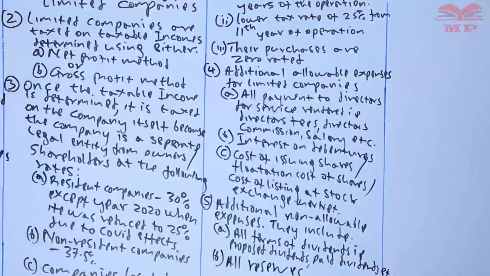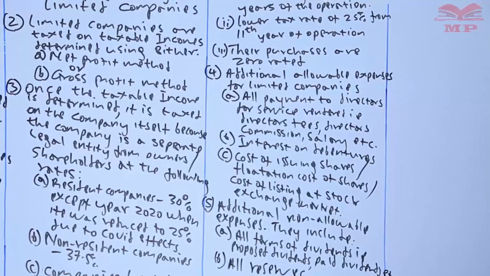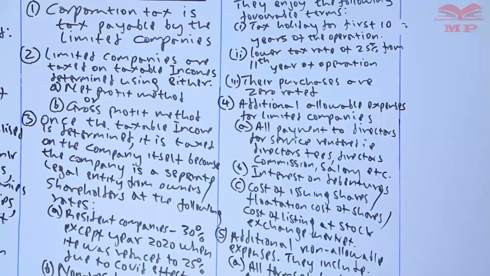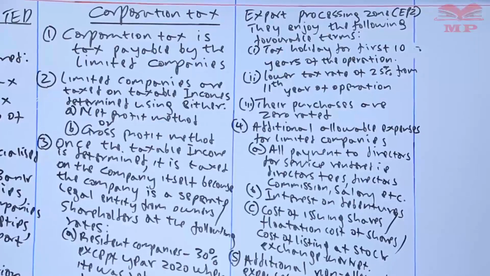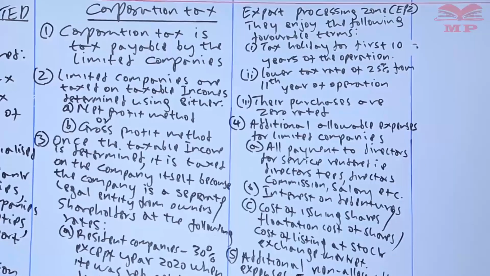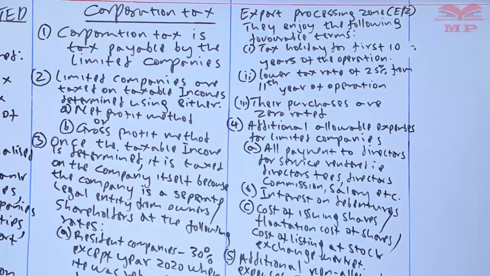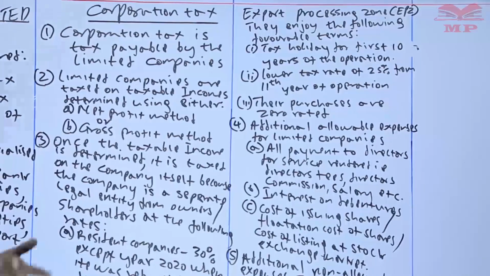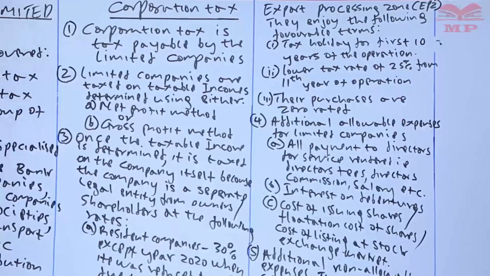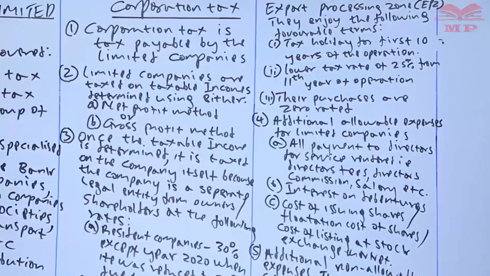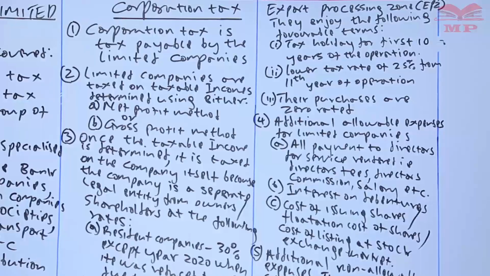So these are the points that you need to know when you're determining the corporation tax of a limited company. Number one, when you talk of the corporation tax, this is the tax that is usually payable by a limited company. Company's tax. That's why we call it your corporation tax. Another thing is that limited companies are taxed on the taxable income.